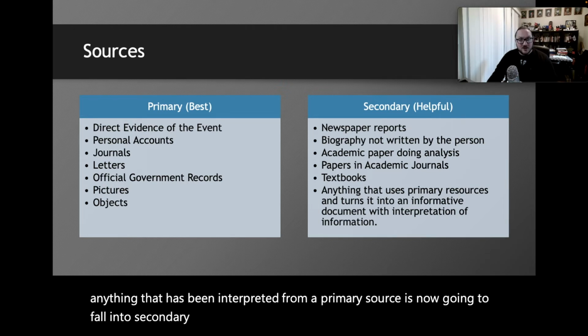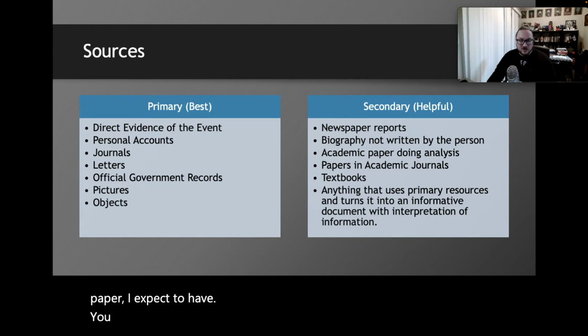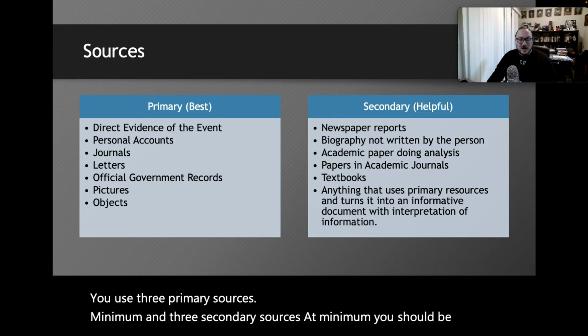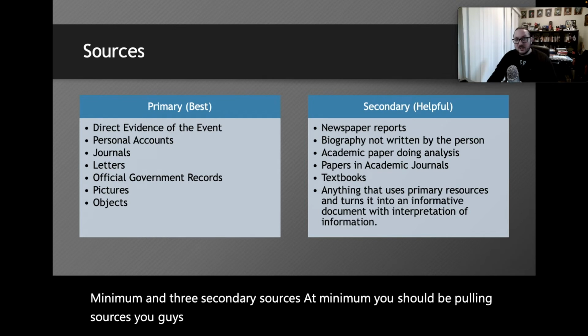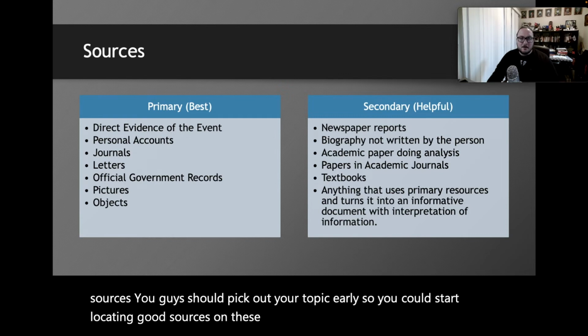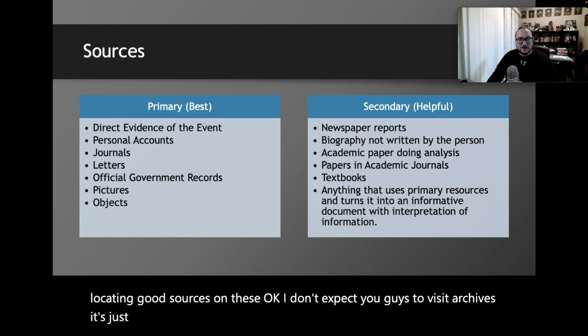You're going to use both of these, okay? On your paper, I expect to have you use 3 primary sources at minimum and 3 secondary sources at minimum. You should be pulling sources. You guys should pick out your topic early so you can start locating good sources on these, okay? I don't expect you guys to visit archives. It's just not that time frame in your life yet, okay? All right.